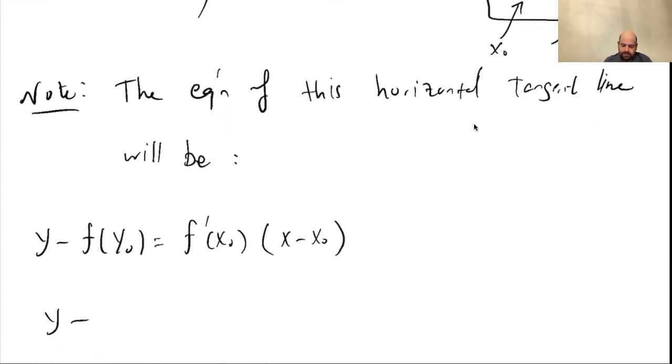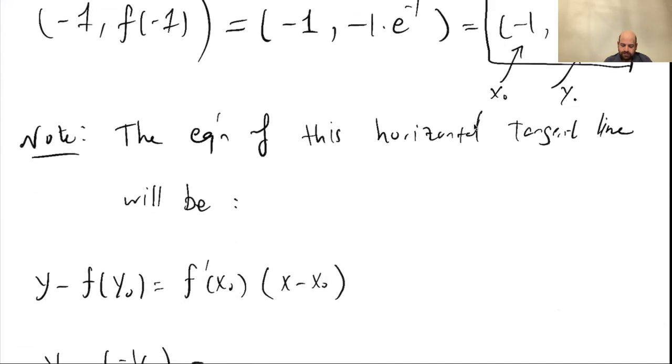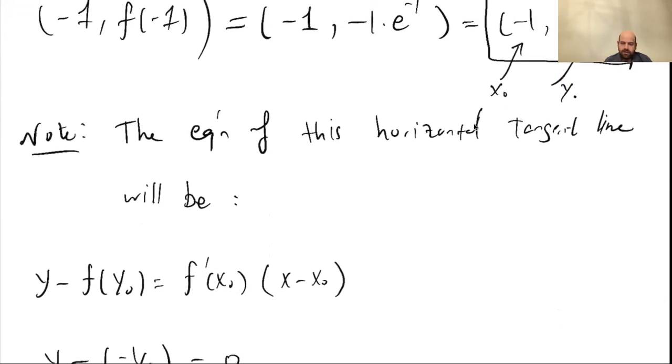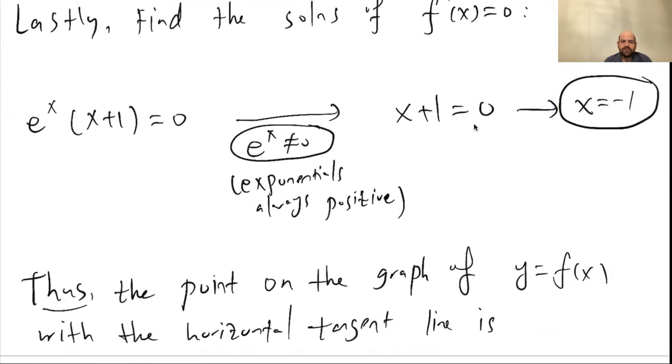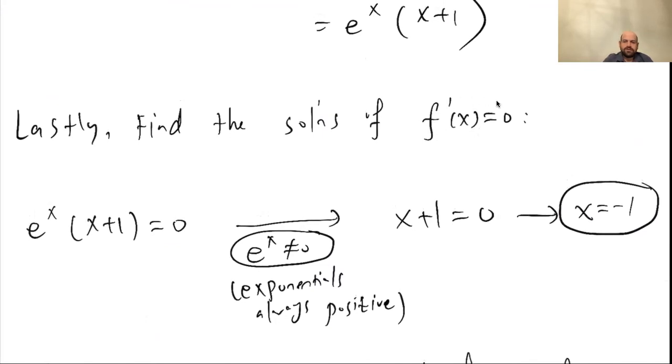So y minus (minus 1 over e) equals f prime of x0, which is 0, right? Because how did we get this point? By solving f prime of x equals 0. We started with f prime of x equals 0 and found this x value, this x0. So this x0, of course, has the feature that f prime of x0 is 0, because it's the solution of this equation. So f prime of x0 must be 0.